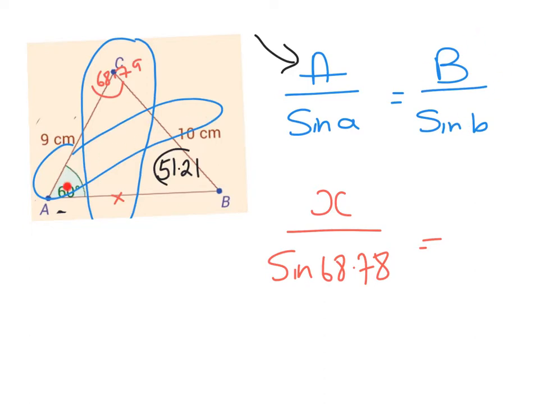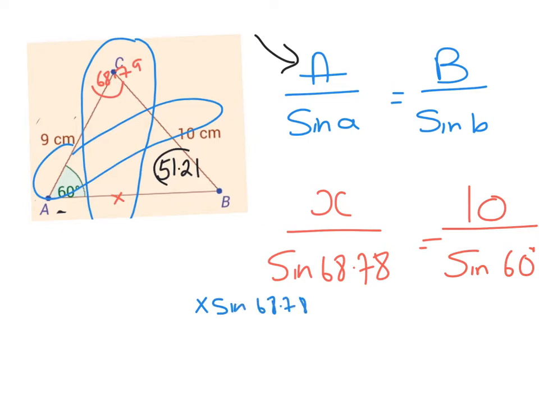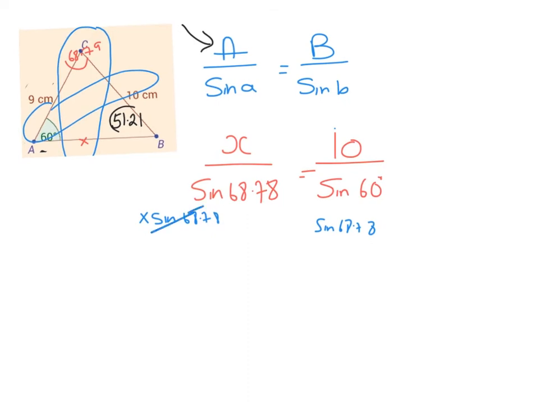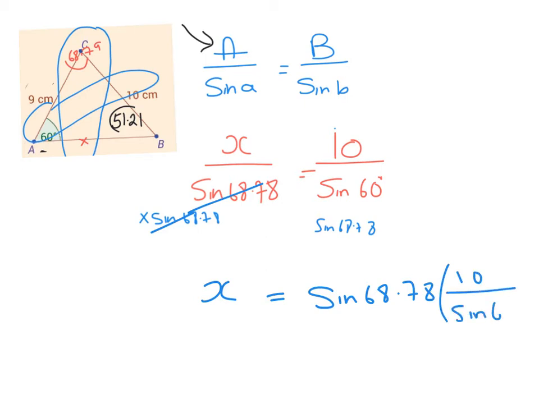So I'm going with this pair here, the 60 degrees and the 10, they're a pair. So if I've gone for the side on top here and the angle on the bottom, I must do the same here. So it's going to be the side, which is 10, all over the angle, which is sine of 60 degrees. Now, we're just going to do a little bit of working out here. We're going to multiply this side by sine of 68.78 and then we're going to multiply this side by sine of 68.78 and then just keep things in brackets to make sure you get it right. So they're going to cancel and I'm going to be left with x is equal to sine of 68.78 bracket 10 all over sine of 60 degrees.